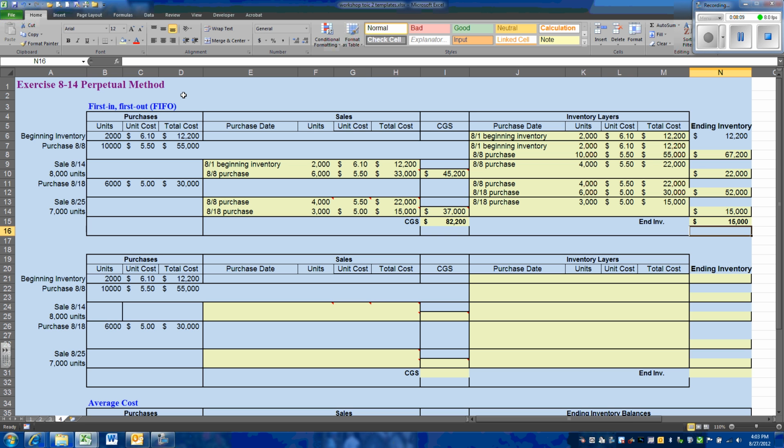I'm going to make a separate video for the LIFO and a separate one for the weighted average cost.